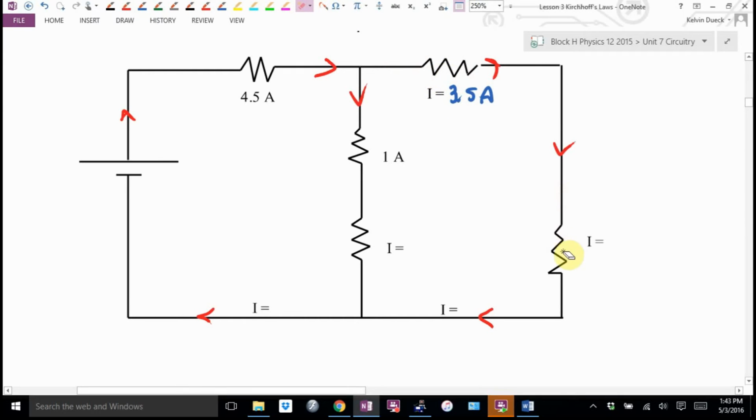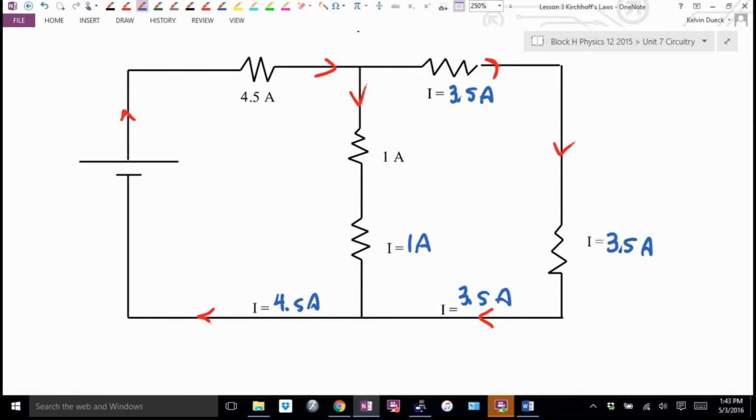How many amps went through this resistor? 3.5. How many amps went through the bottom here? 3.5. How many amps went through this resistor? 1. Gotta be. And there we get our 4.5 amps back. Ta-da.